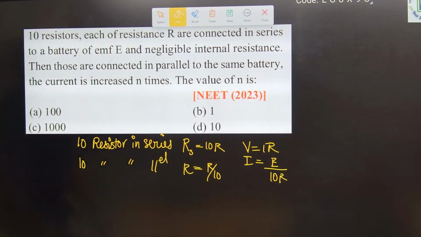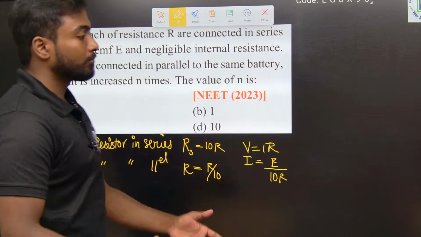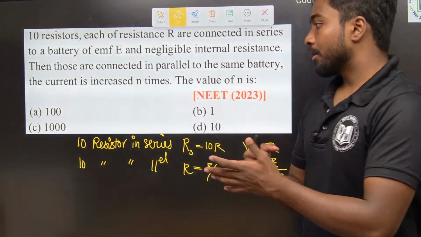Now I need to find the current. Can you give the answer for this question?